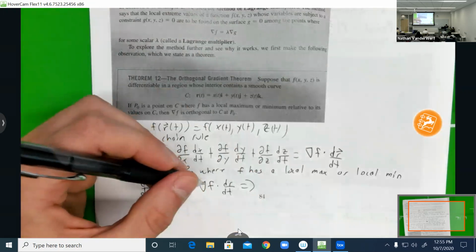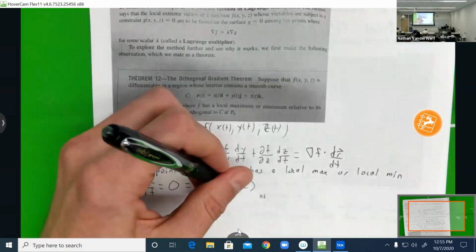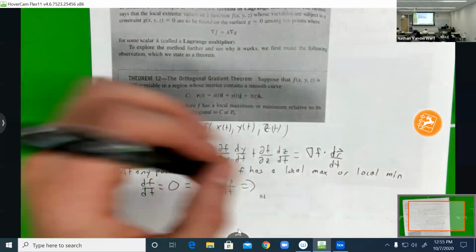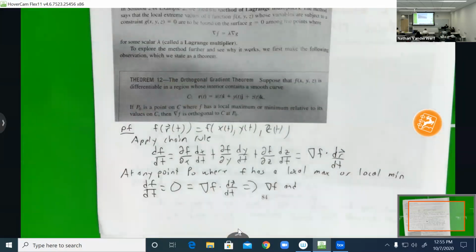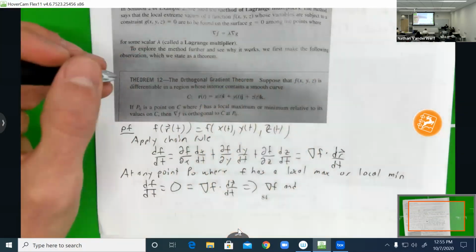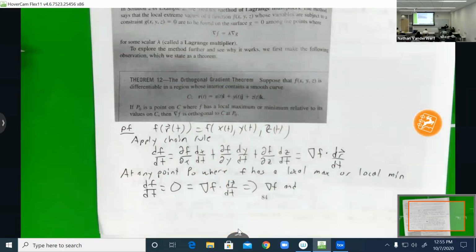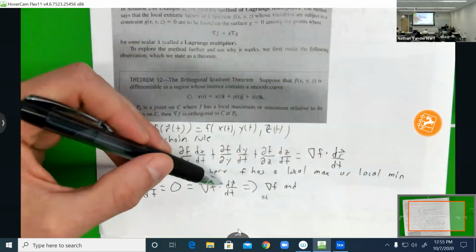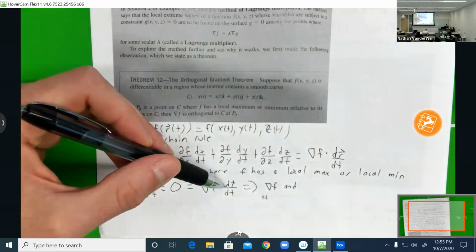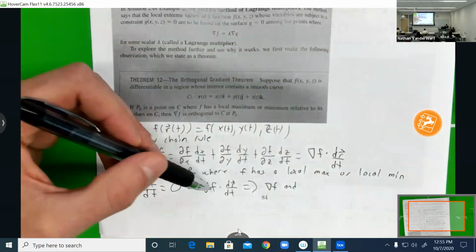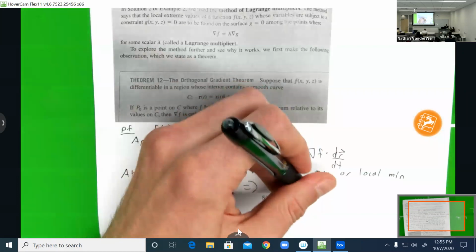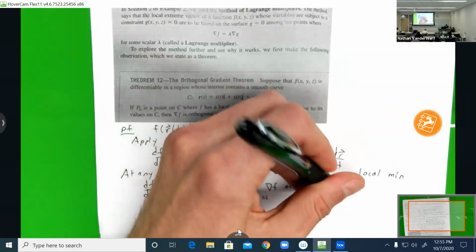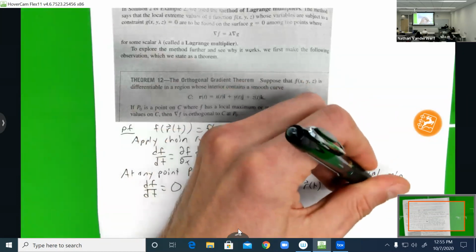If the two vectors have a dot product equal to 0, that implies that the gradient of f and dr over dt are orthogonal. If dr over dt is like the slope of the tangent line at that point, then that implies that the gradient of f and r of t are orthogonal.